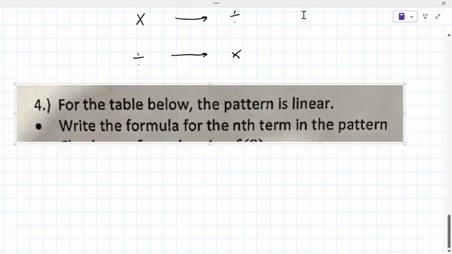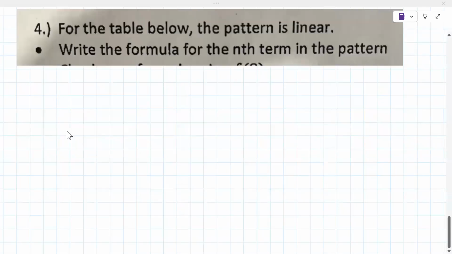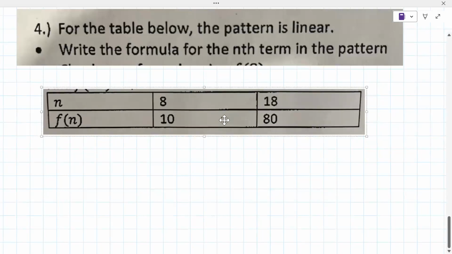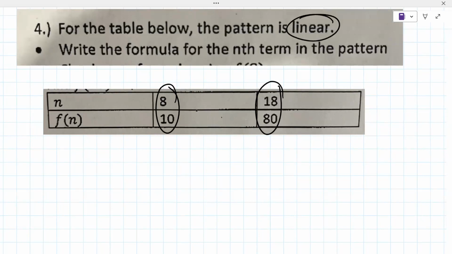So new problem here. It's the same thing, just different numbers. We're going to go through the exact same set of steps. So again, these are ordered pairs. This is an ordered pair, this is an ordered pair. I know it says the nth term of the pattern, but it's linear. Linear means y equals mx plus b. That's what you've been using. So step one is to find the slope. Could you attempt to find the slope for us, please?